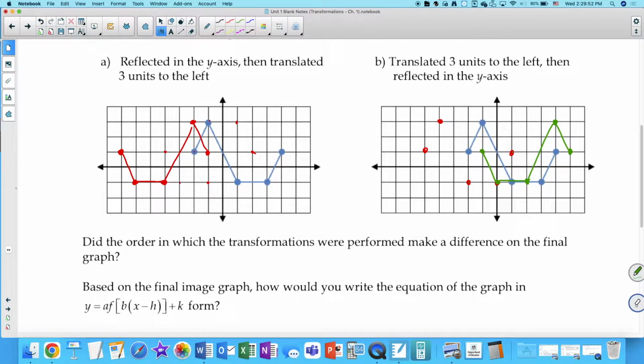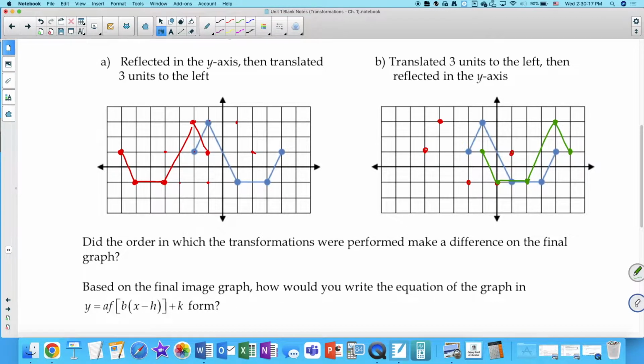Okay, but these are not in the same spot, right? In fact, the difference in the translation from one to the other is 6 units, because you've kind of gone 3 in the wrong direction, right? So yes, the order that you perform these translations and reflections and stretches in does make a difference.